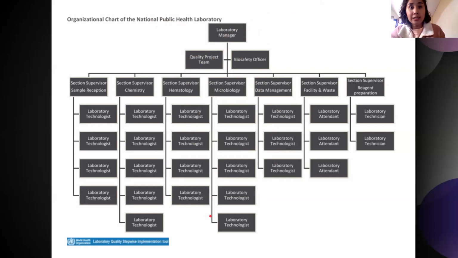Yan, sa Pilipinas, ina-establish pa lang itong dalawang to, pero dapat requirement na talaga siya sa bawat laboratory. Okay? So, the section supervisors are separated based on their section. So, sample, iba yung supervisor ng sample reception, chemistry, hematology, microbiology, data management. They handle the waste, facility and waste, reagent preparation. Yan, amazing, di ba? So, that's just an example of an organizational chart.